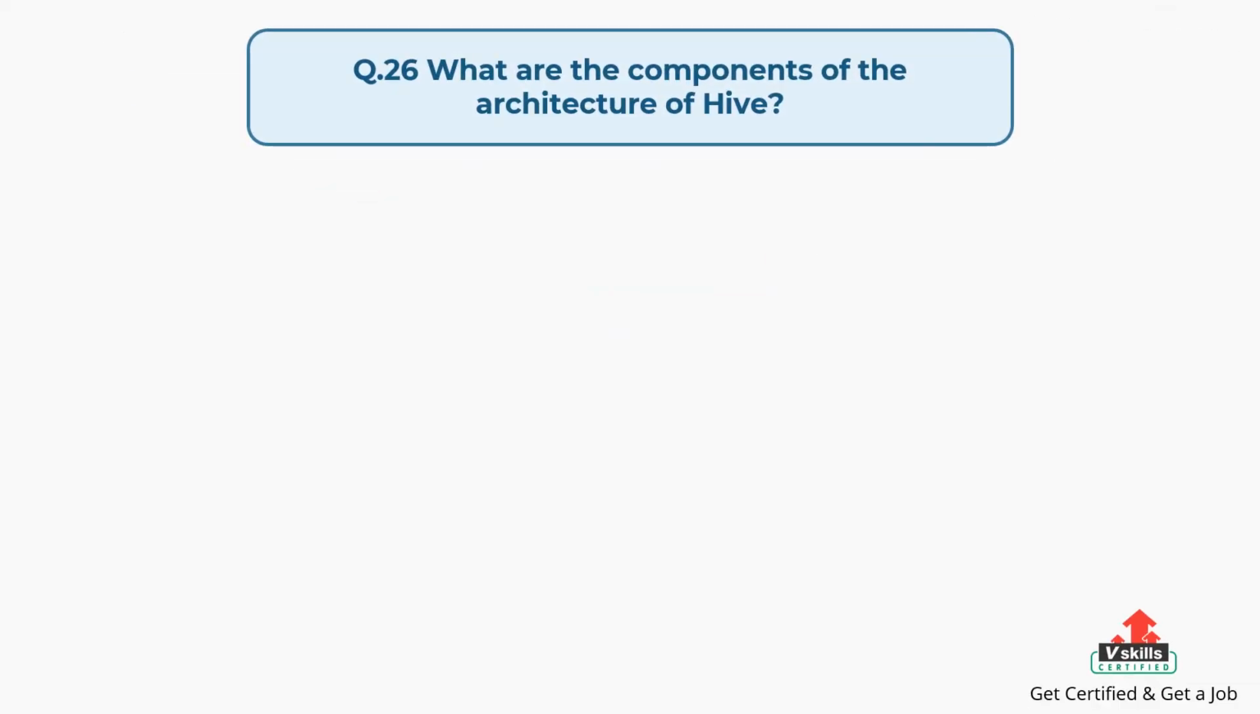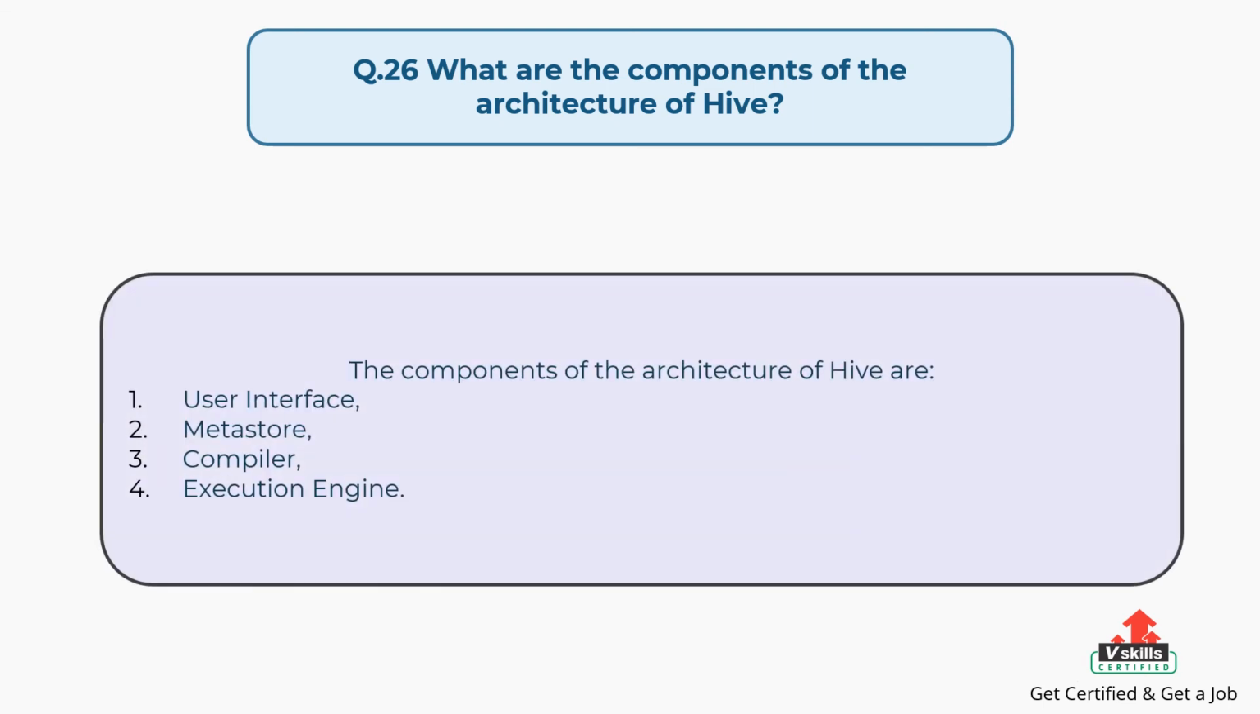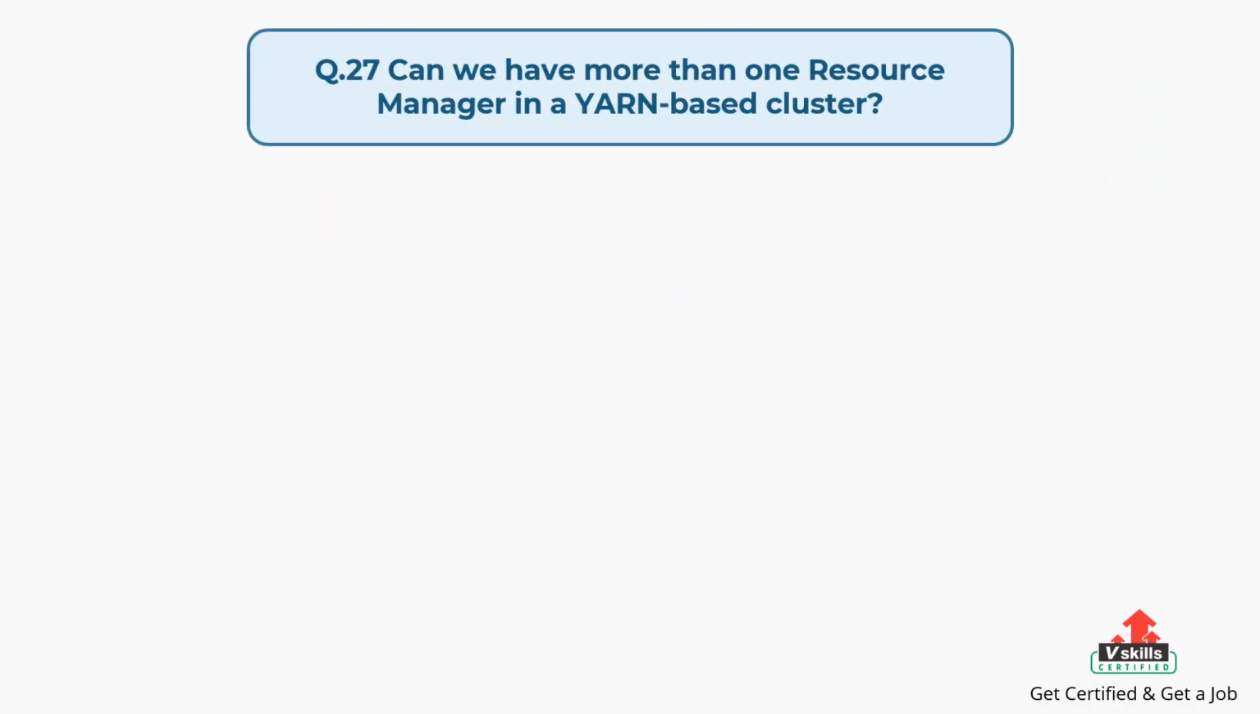Question number 26. What are the components of the architecture of Hive? The answer is, the components of the architecture of Hive are 1. User interface, 2. Metastore, 3. Compiler, 4. Execution engine.